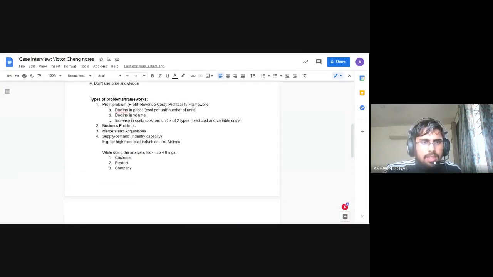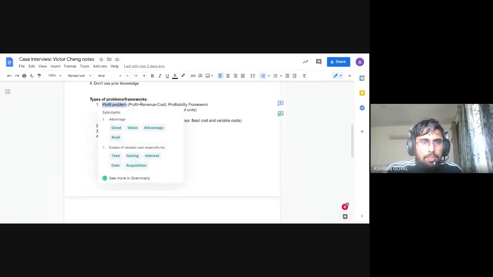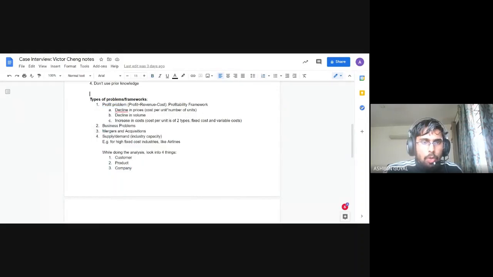Then this is something you'll find interesting: types of problems and frameworks. So one is the profit problem. When you talk about profit problems, you can think of decline in prices, decline in volume, or increase in costs. Then there are business problems. Then there are mergers and acquisitions. Can anyone tell me what mergers and acquisitions mean? Does anyone have any idea about that?